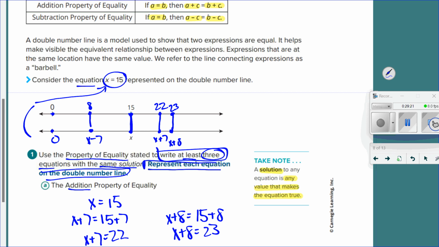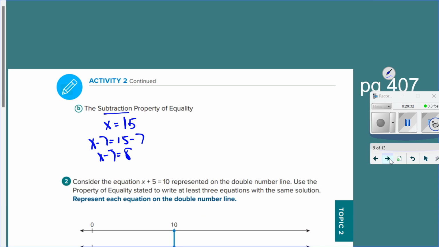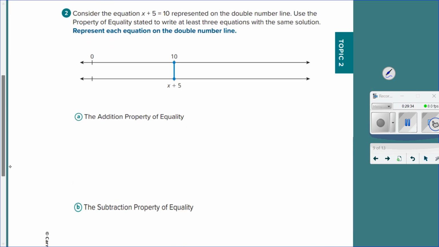Does it matter if I added or subtracted? No? Okay, so just to help you understand, it doesn't matter if I start at my solution. Last time I started you at x equals 15, right? This time I'm going to start you at x plus 5 equals 10. But we can do the same thing, using the addition property of equality, x plus 5 equals 10.